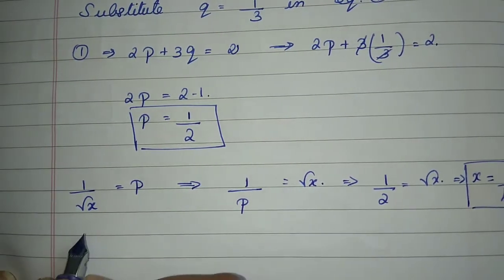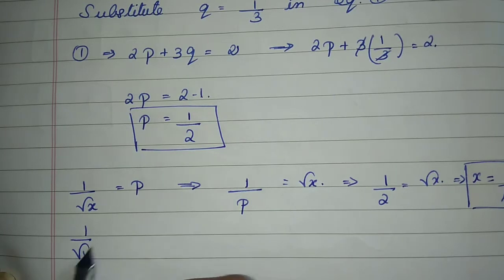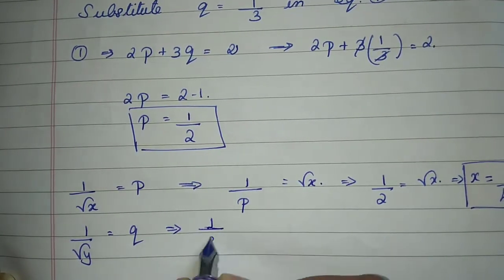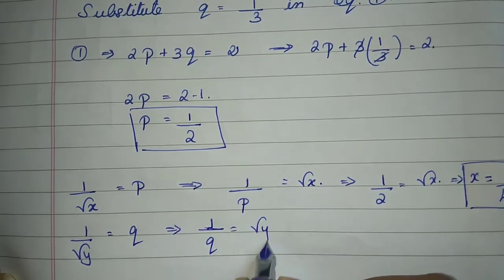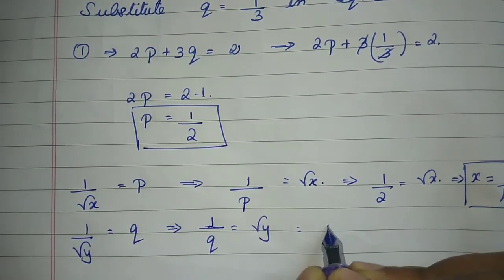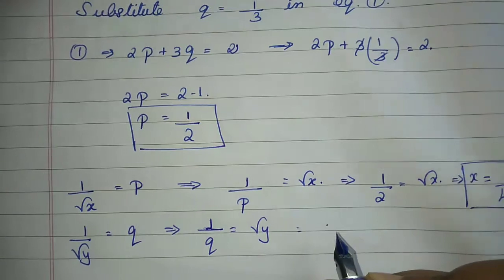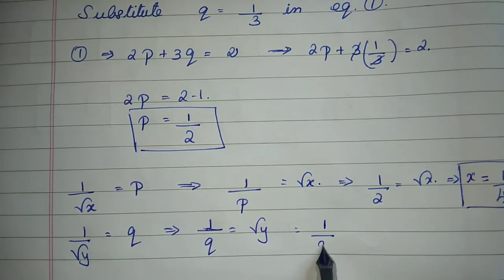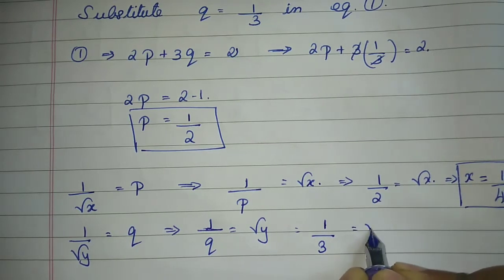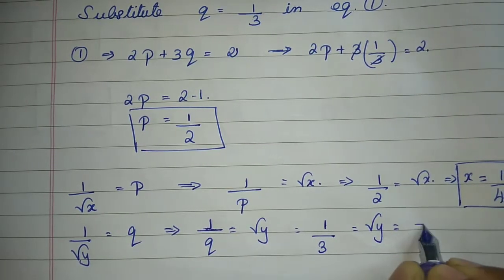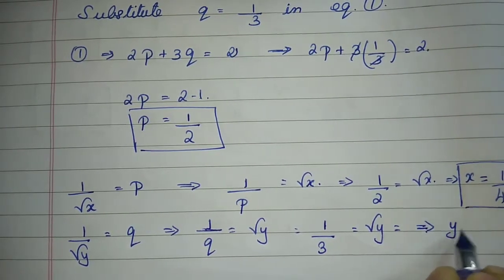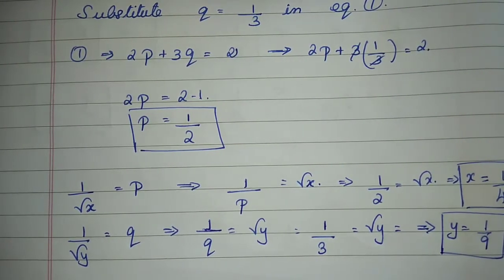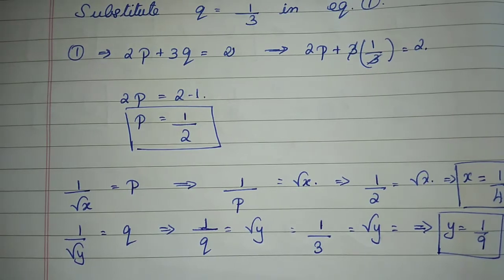So now for 1 by root y is equal to q, I will have 1 by q is equal to root y. So which is equal to 1 by, what is q? It is 3 is equal to root y. So this implies y is equal to 1 by 9. So therefore x is equal to 1 by 4 and y is equal to 1 by 9.